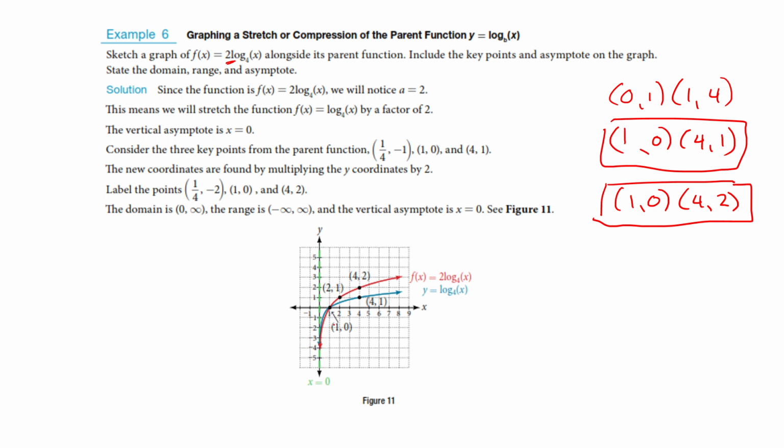Now they did one more point, but it's right along the asymptote. I don't think it really gains us very much. So I have the points 1, 0 and 4, 2. I just connect those and I've got it.